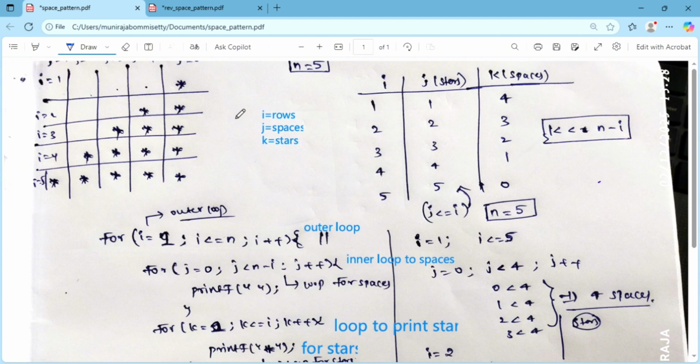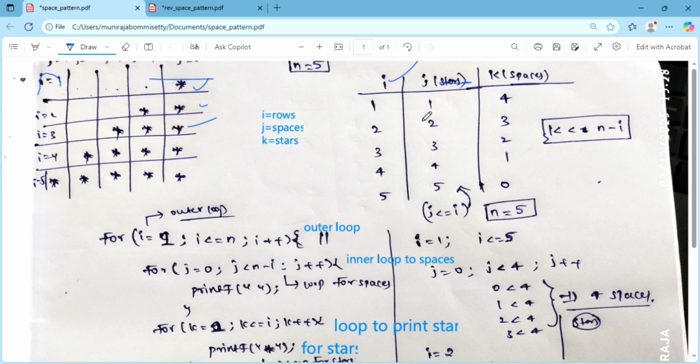And here in the first row, how many spaces do you have? In the first row, you have totally 4 spaces, right? 1, 2, 3, 4. In the second row, 3. Third row, 2 spaces. Fourth row, a single space. And fifth row, you have 0 spaces. Now find out the relation with the number of stars. In the first row you have 1 star, second row 2. It means that the number of stars entirely depends upon the row number.